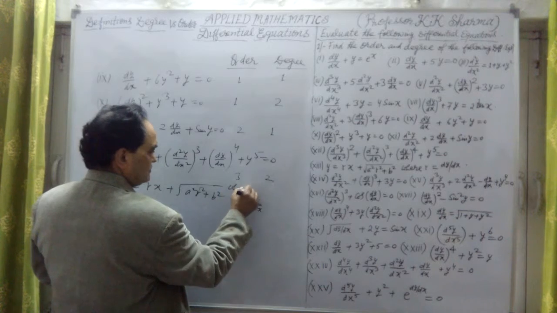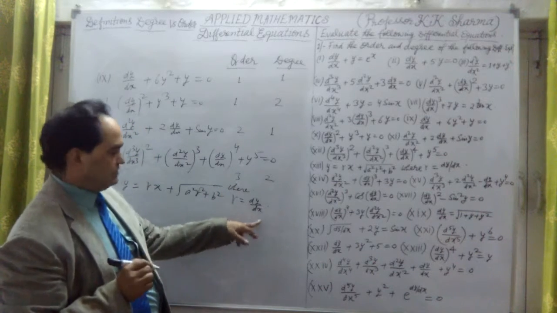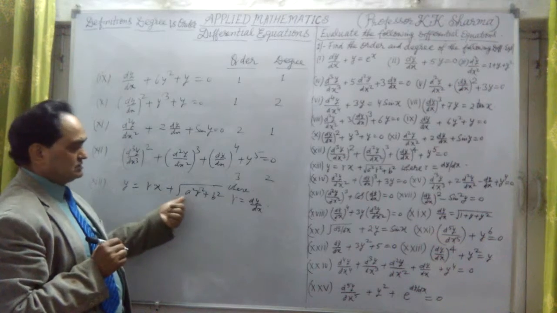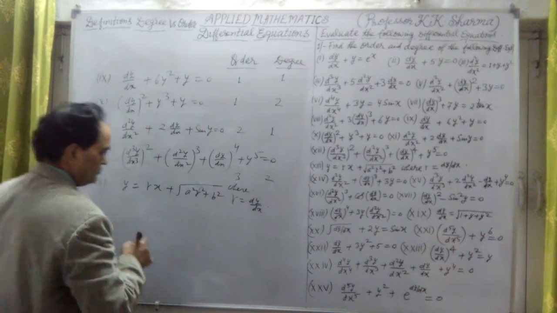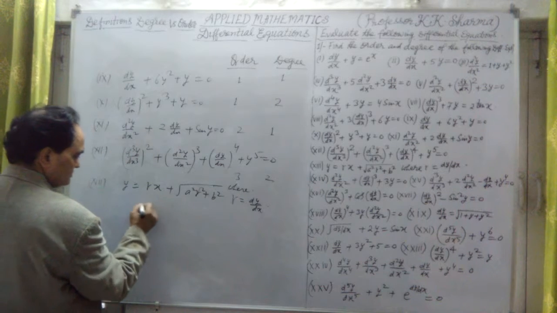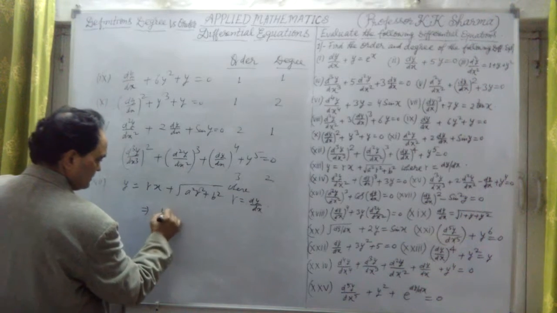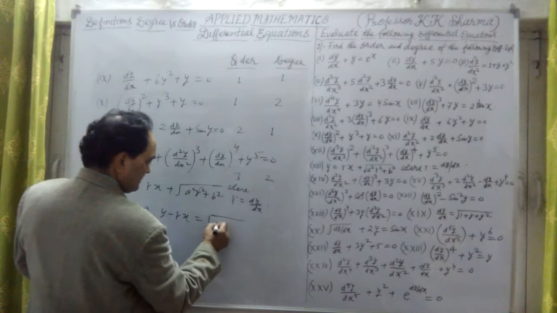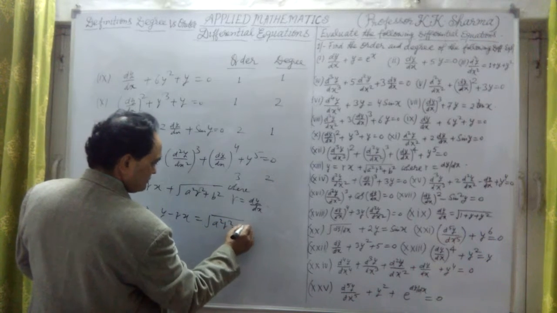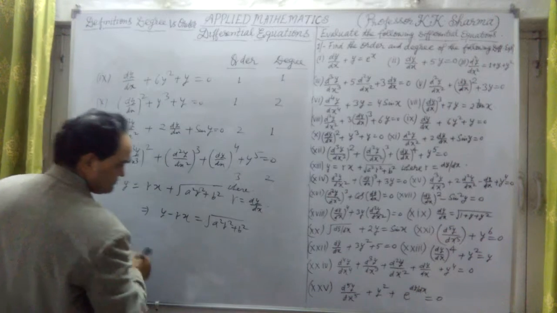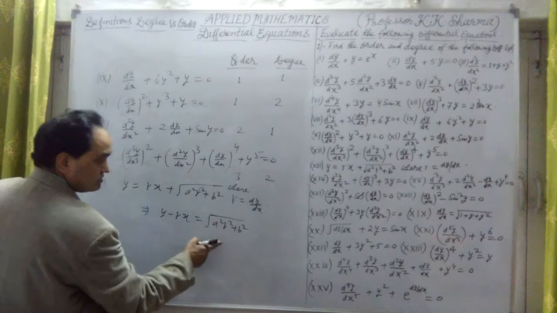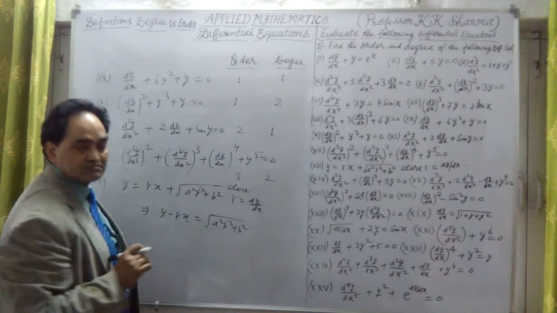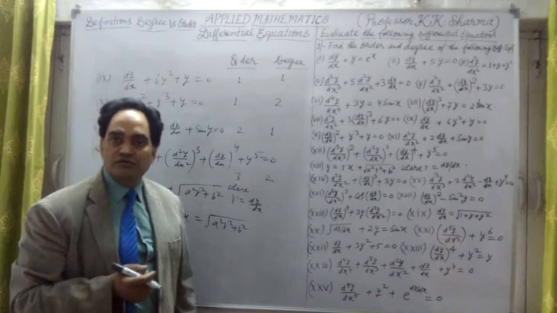Where r is equal to d y by d x. This is small r, it's not capital R here. y is equal to r x plus or minus the square root of this. Now if I take r x to this side, it implies that y minus r x is equal to the square root of a square r square plus b square. Try to understand, again we have to remove this radical sign. This must be free from radicals. Only then can the degree be calculated.